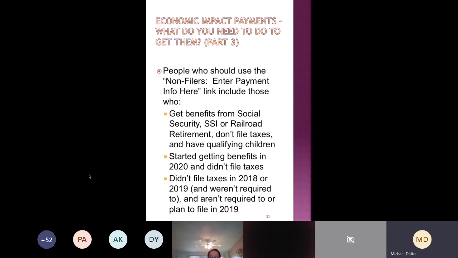Also, people who did not file taxes in 2018 or 2019 and were not required to, and who are not required to and don't plan to file taxes for 2019. Remember, people have until July 15th to file 2019 taxes. Those people should also use the non-filers link if they're not getting those benefits that would qualify them for payments without having to enter the extra information.